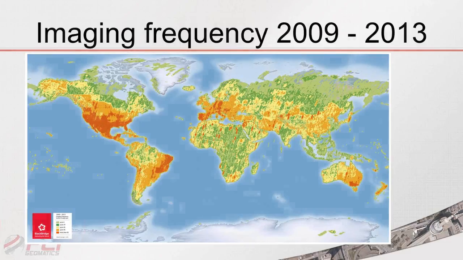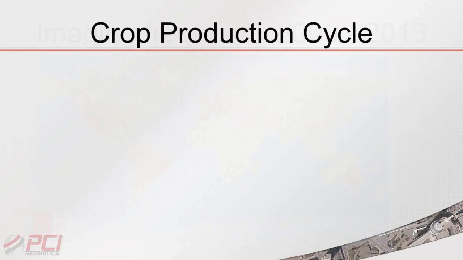In this, you can see a basic heat map of all of the imagery that we've collected at less than 20% cloud cover. Next, please. There we go.